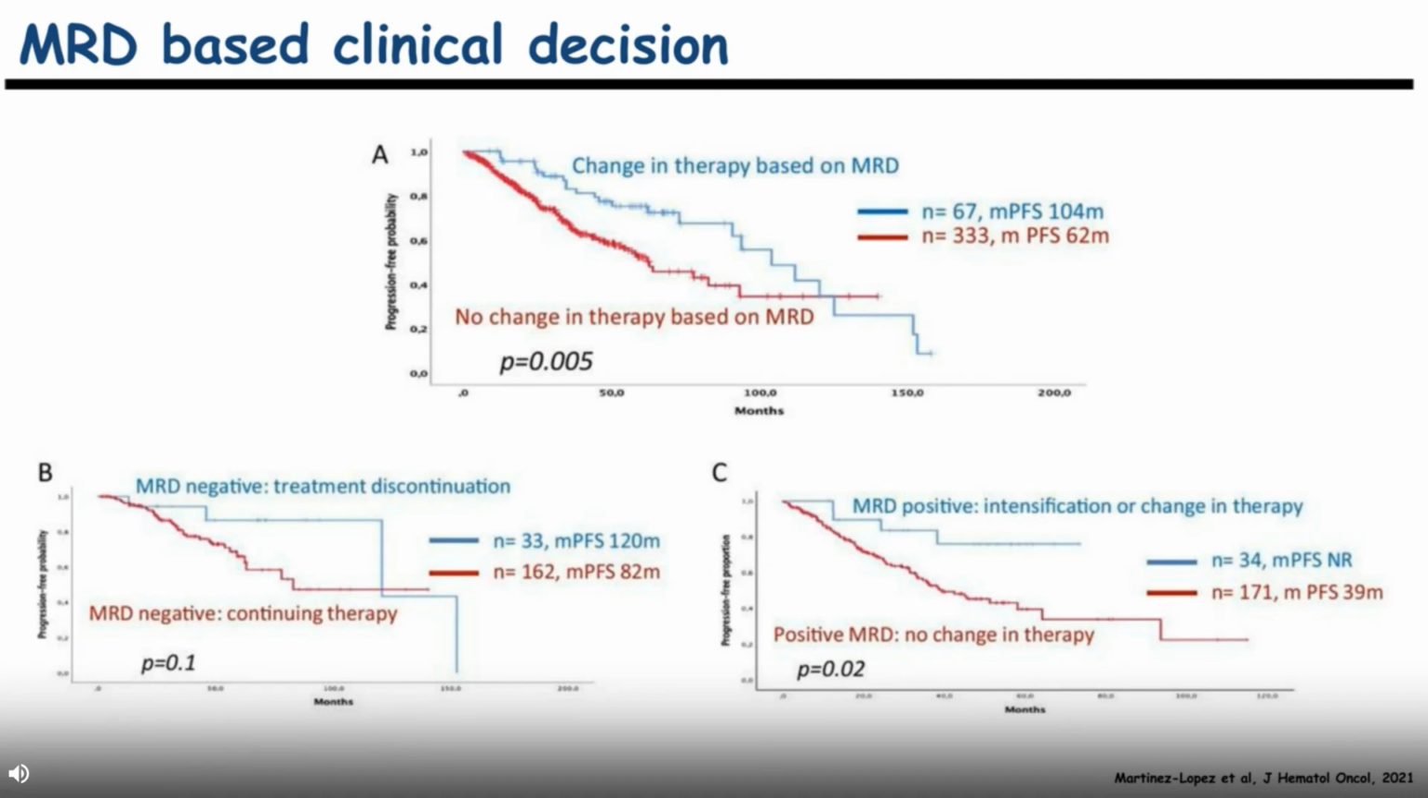To wrap up this last point, I bring you here very interesting data published again by Dr. Martinez Lopez. Here they show that for patients outside clinical trials in whom any kind of adaptation of the therapy was introduced after MRD assessment and according to its results, a significantly prolonged survival was observed. And once again, if the therapeutic adaptation was made on the MRD negative group, its effect was not as important as for the MRD positive group of patients.